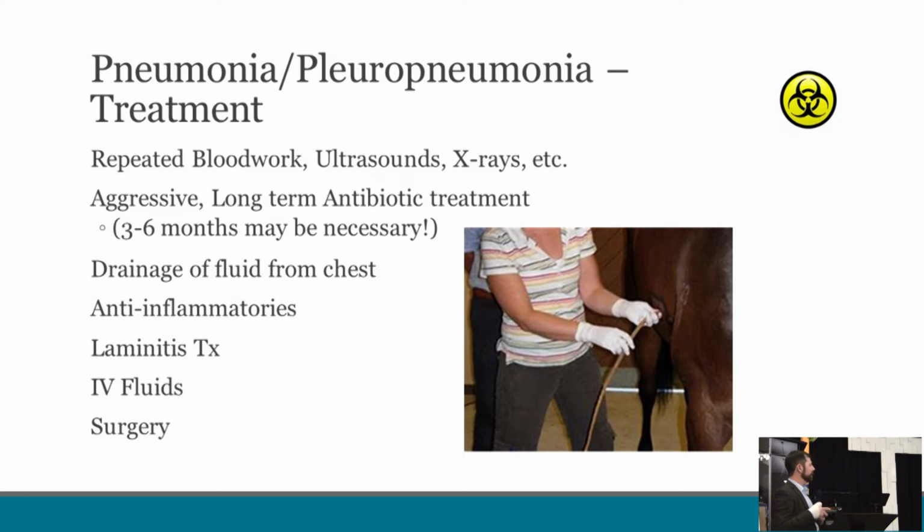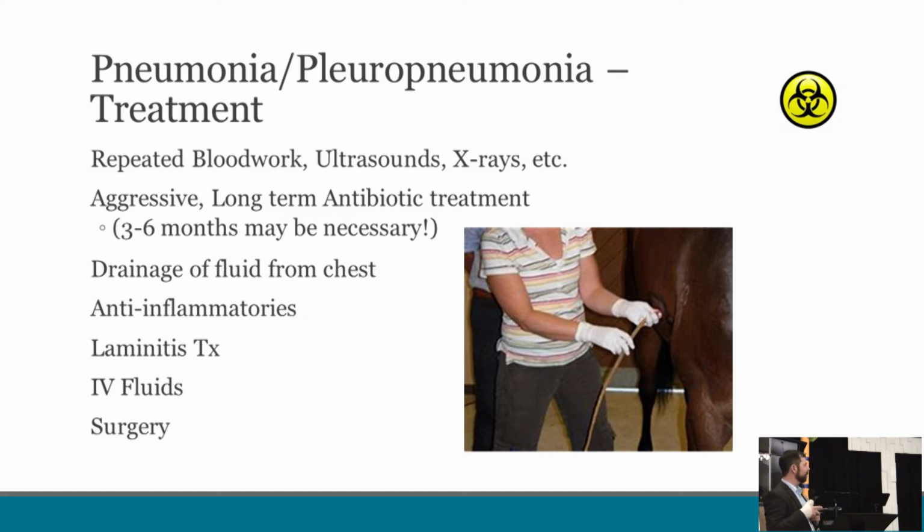As far as treatment goes, pneumonia and pleural pneumonia are definitely life-threatening conditions that are very serious. So to treat these conditions, we typically have to hit them pretty hard. So, the typical course of treatment might involve multiple repeats of blood work, multiple ultrasounds, potentially some x-rays, and aggressive long-term antibiotic treatment that can last as long as 3 to 6 months may be necessary in some cases.